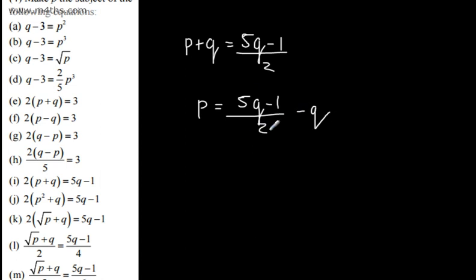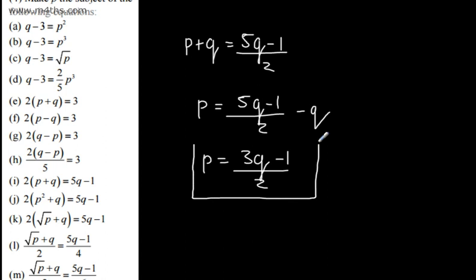What we can see here, though, is that we've now got a q in the numerator and this q here. It doesn't look as tidy as it could, so we could combine the fractions and write that p is 5q minus 2q, which is 3q minus 1, divided by 2. So that's what we have. All I've done is combine this. This is now 2q over 2. So 5q over 2 minus 2q over 2 gives you 3q over 2.